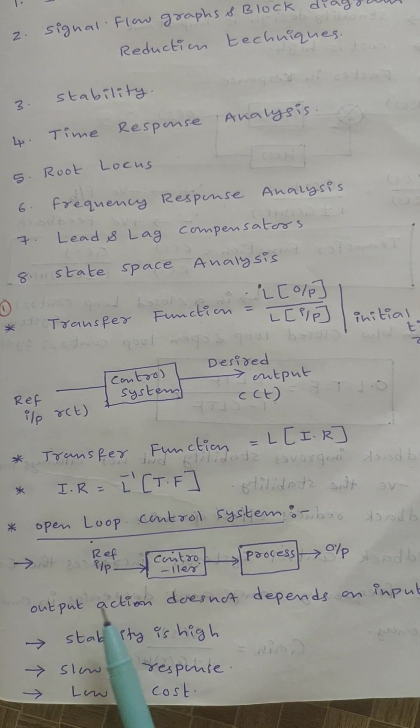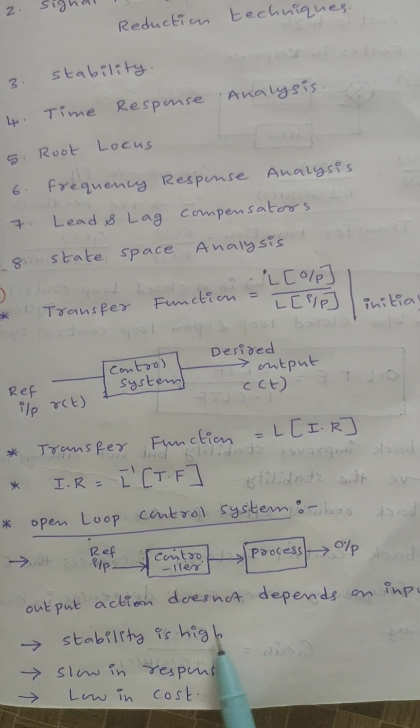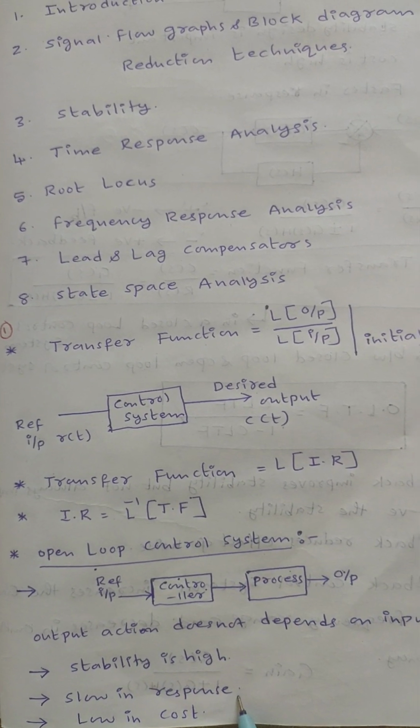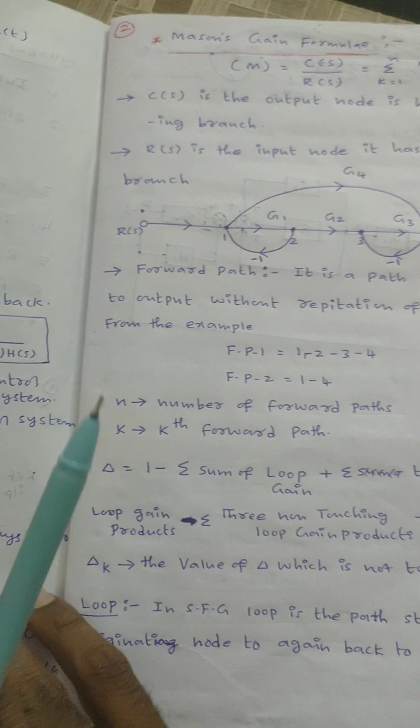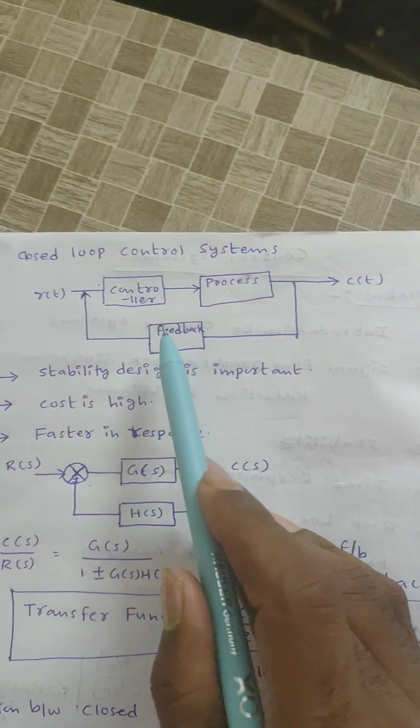In case of this open loop control system, stability is high but response is slower, as well as the cost of this open loop control system is low. Next, closed loop control system.